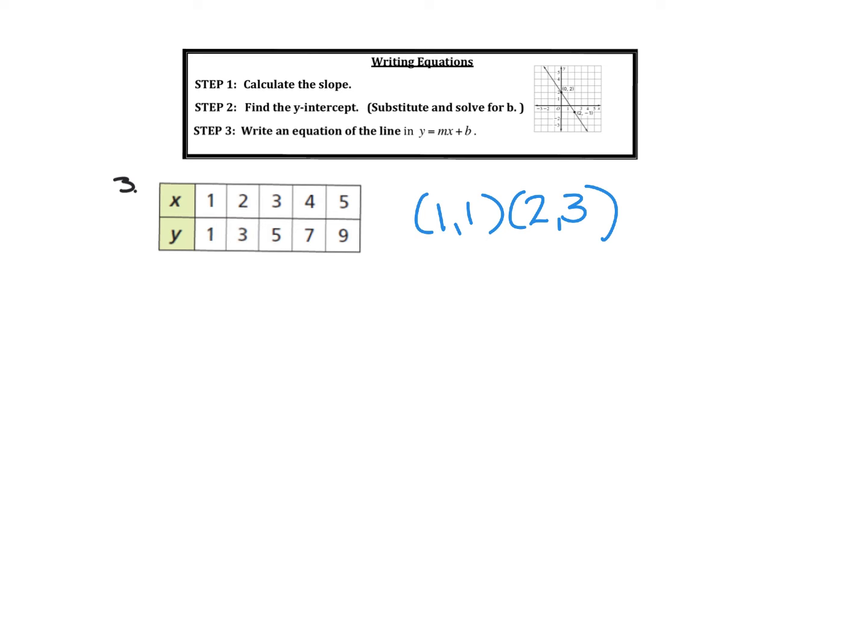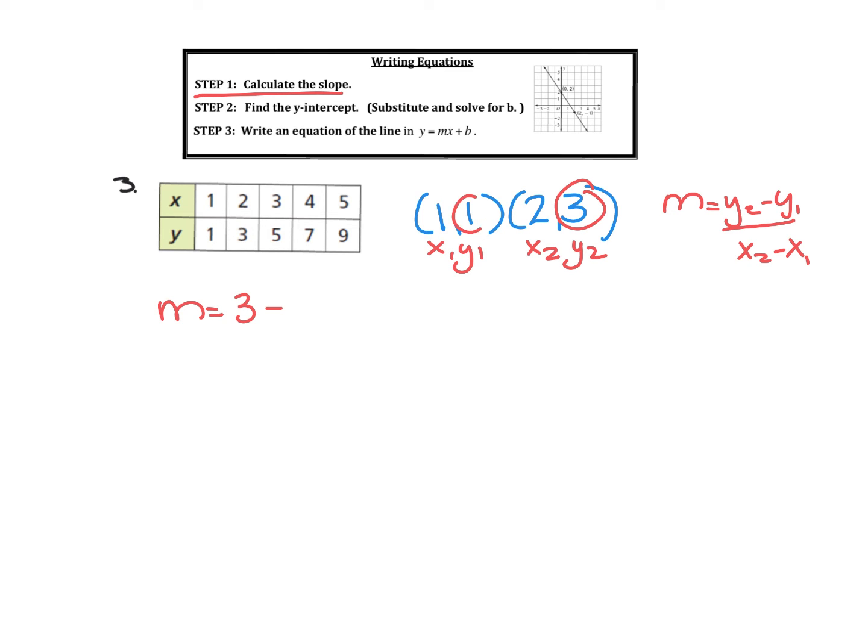And again, in each case, first of all, we have to find the slope. So let's go ahead and calculate the slope. x1, y1, x2, y2. All right? So let's find the slope. Remember, m is equal to y2 minus y1 all over x2 minus x1. So we're going to take our 3 and subtract the 1. And then I'm going to take my 2 minus 1. So 3 minus 1 is 2, and 2 minus 1 is 1. So I know we have a slope of 2.